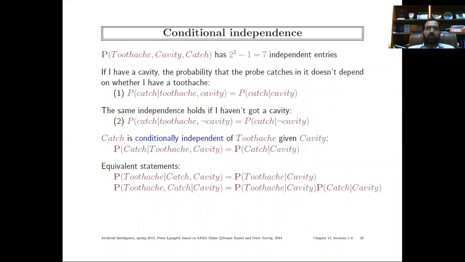Conditional independence. We talked about independence, now we talk about conditional independence. Let's suppose P of toothache, cavity, catch. So there are 3 possibilities, so they have 2 raised to the power 3 minus 1, which is equal to 7 independent entries. If I have a cavity, then the probability that the probe catches in it does not depend on whether I have a toothache. Nothing to do with it. So probability of catch given toothache and cavity is equal to probability of catch given the cavity. The same independence holds if I haven't got a cavity. So let's suppose I haven't had that cavity, then the same rule applies.